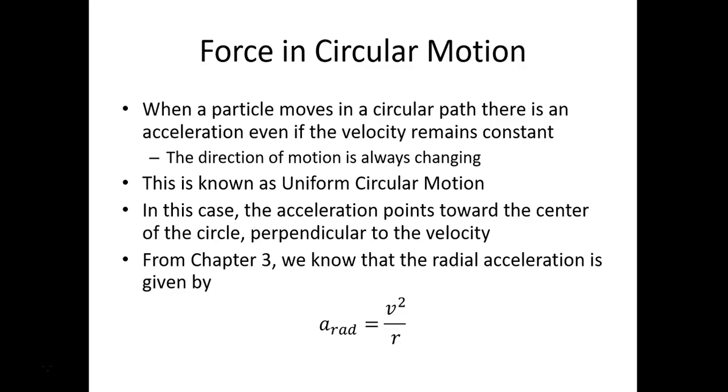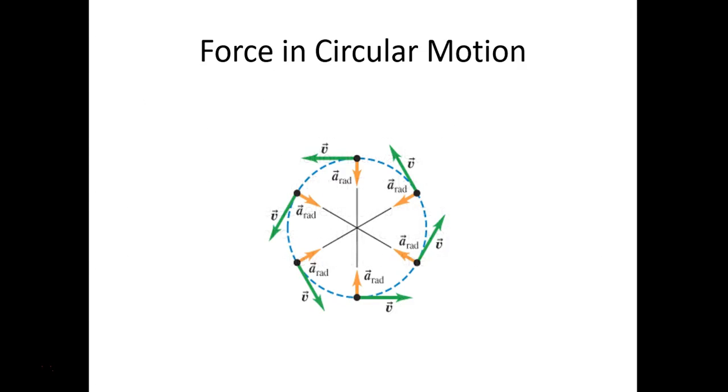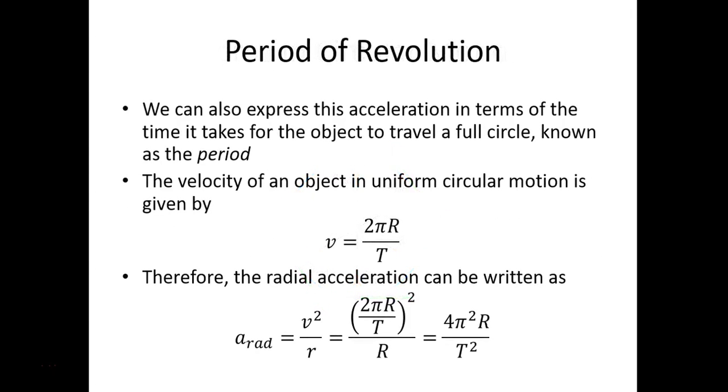If we have something that's constantly moving in this type of circular path, where the velocity is always constantly changing in the same amount, we call this uniform circular motion. In this case, the acceleration points towards the center of the circle, perpendicular to the velocity. Again, we know the radial acceleration from chapter 3, and so what we have is something moving in a circle like this.